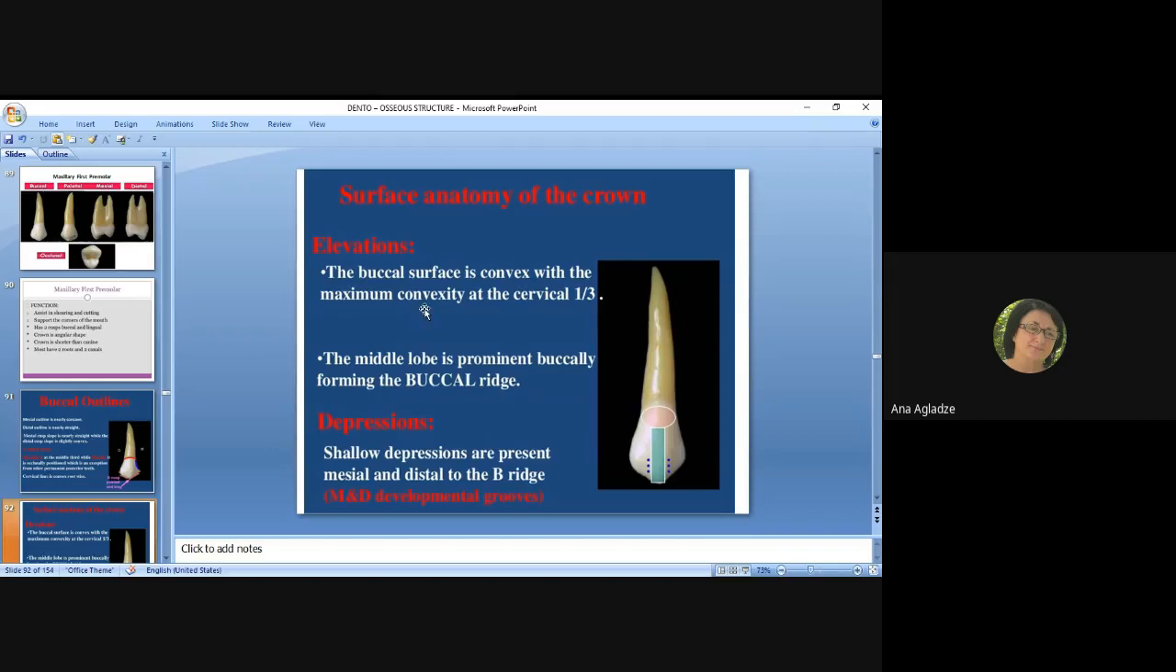Then crown. This has elevations. Buccal surface is convex with the maximum convexity at the middle third. Middle lobe is prominent buccally, forming the buccal ridge, and there are shallow depressions at mesial and distal sides of the buccal ridge.